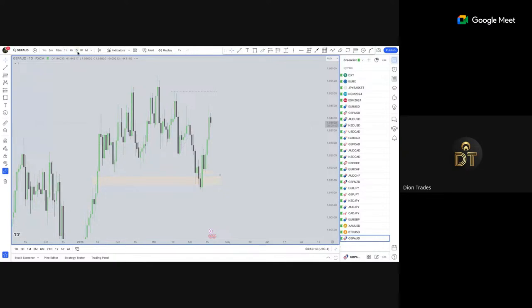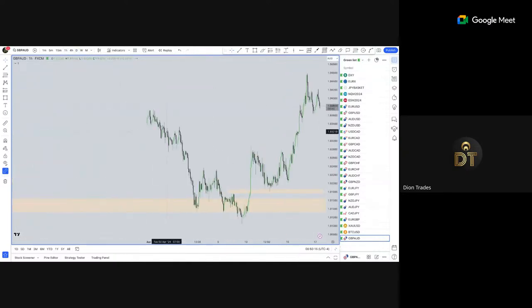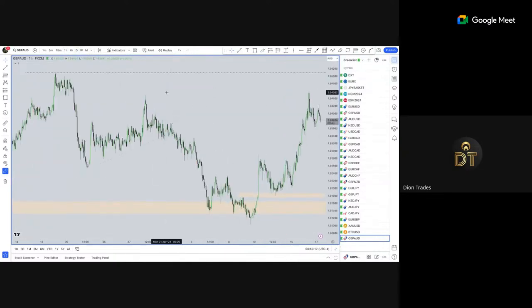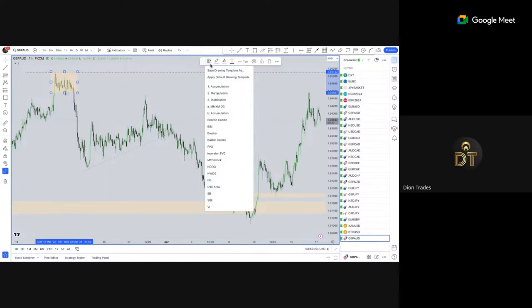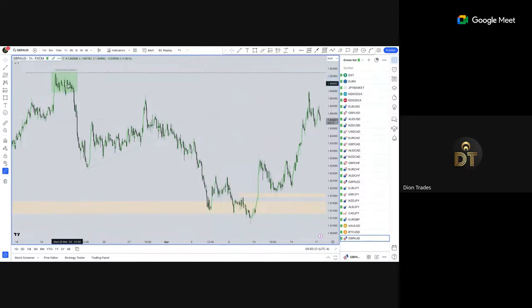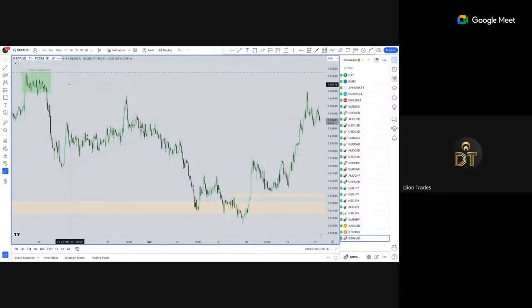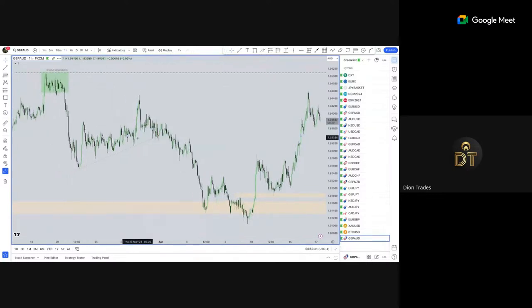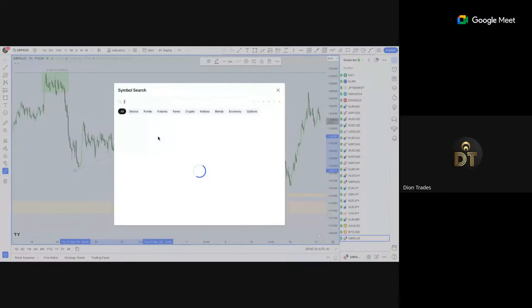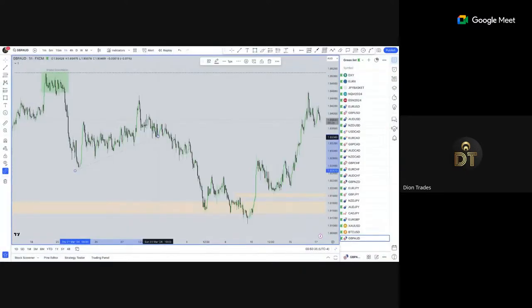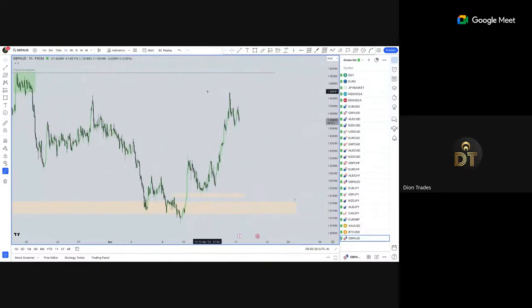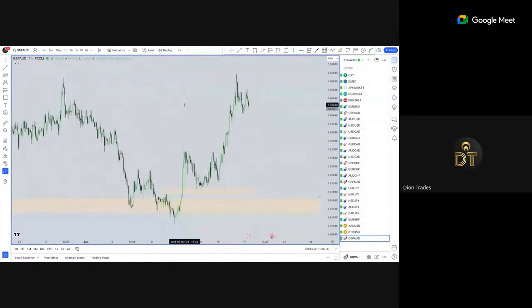Let me check the hourly. You can put a nice market maker model on the hourly. Yeah, this is very nice. This is what you want to see. You know the market maker models? This is your original consolidation. So what you want is that to be taken out. So this is a clear draw on liquidity. Those highs, what I said, are here for the taking.